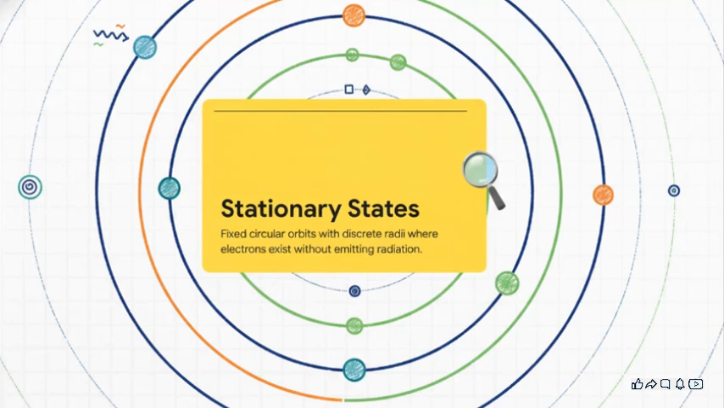So he makes this brilliant, totally radical assumption. He just straight up proposes that electrons exist in stationary states. These are fixed circular orbits with specific quantized energies. And the rule is, when an electron is sitting in one of these stable orbits, it somehow defies classical physics entirely and just doesn't emit radiation.